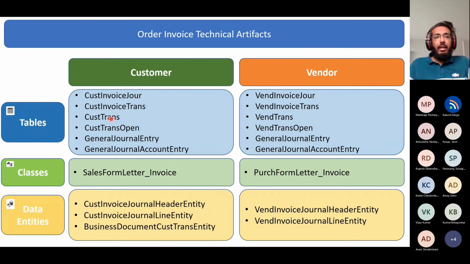Then we have a separate table called CustTransOpen. Now the question in your mind would be, what information does this table store? This table stores the information about any transactions which have been posted, invoiced, or maybe a payment made, but the settlement for that invoice or payment has not been done yet. All of that information is stored in CustTransOpen.